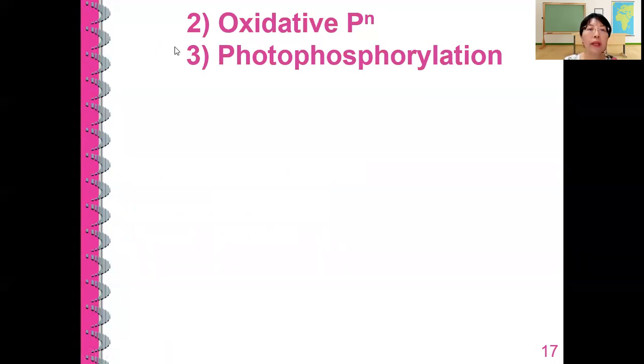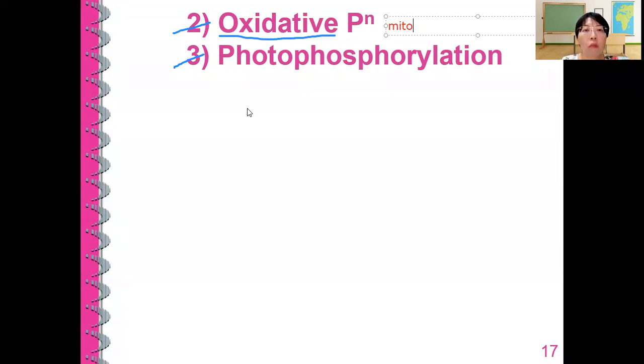Now, just now I've explained the first way of synthesizing ATP by the cell, which is substrate-level phosphorylation. Now, the second and the third ways are oxidative phosphorylation and photophosphorylation. Now, it is very interesting. Oxidative phosphorylation is a process that occurs in the mitochondrion. Okay? During the oxidation of our respiratory substrate, energy is released for phosphorylation to occur. So this one occurs in the mitochondrion in the respiration process, right?